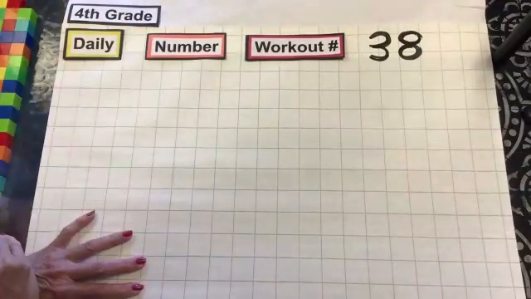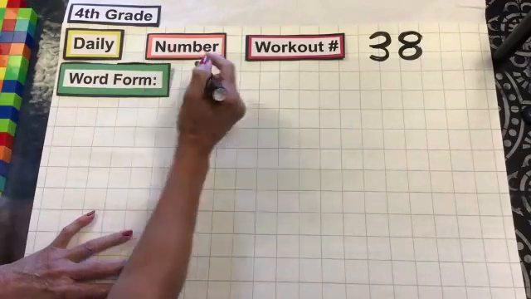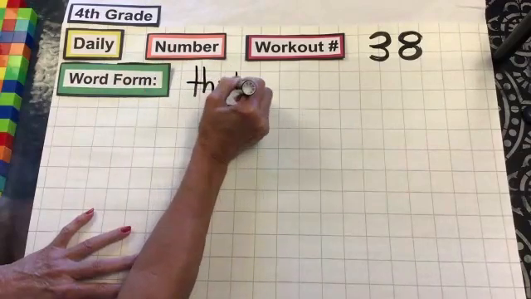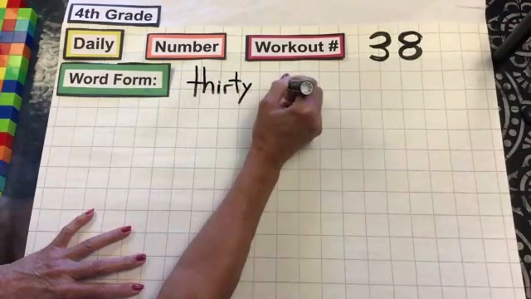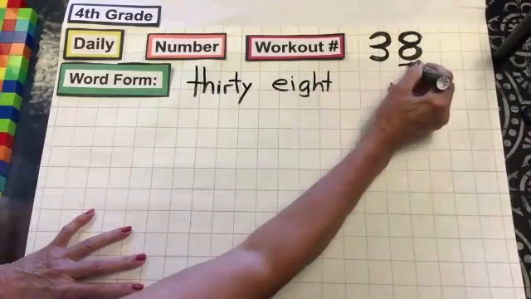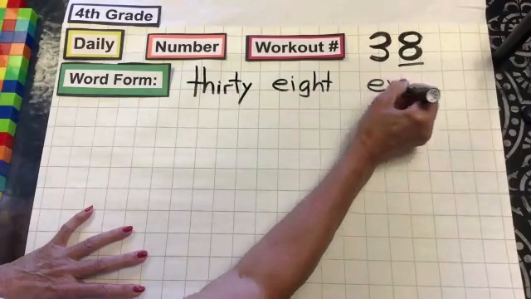Today we're on the number 38. So let's start off with our word form. Thirty, 30, eight, 38. And because there's an 8 in the ones place value, this is an even number.